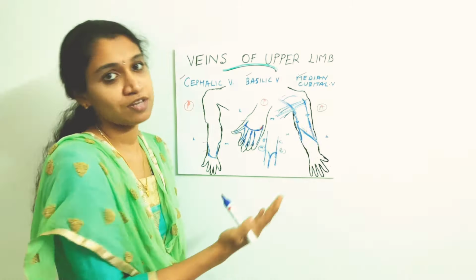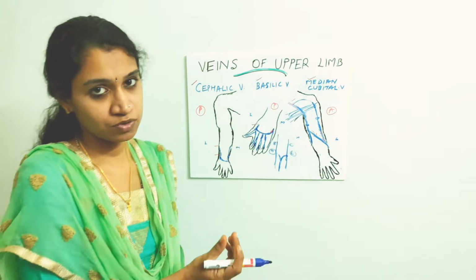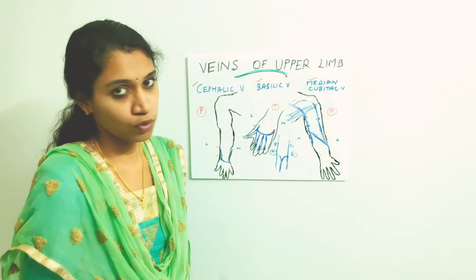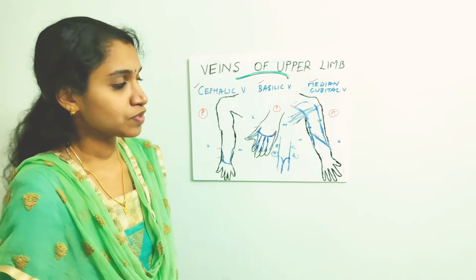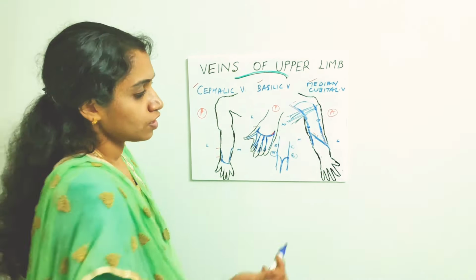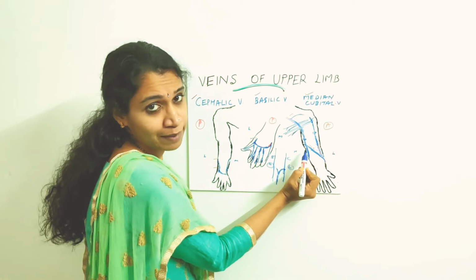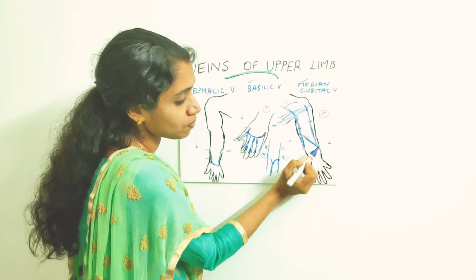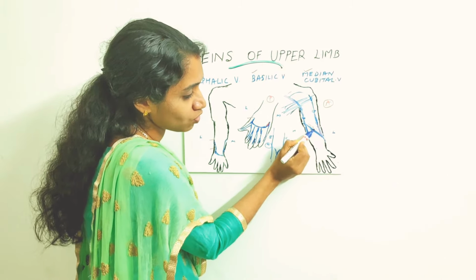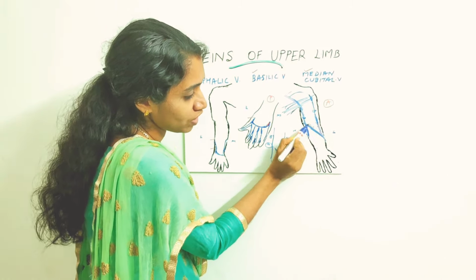So here it is accompanied by a nerve known as lateral cutaneous nerve of forearm. That's an important relation. Then what happens? Before that, you can see this is the bend of elbow. 2.5 centimeter below the bend of the elbow, we can see a vein originating from the cephalic vein. That vein is known as median cubital vein. In detail, we'll be discussing this vein soon.